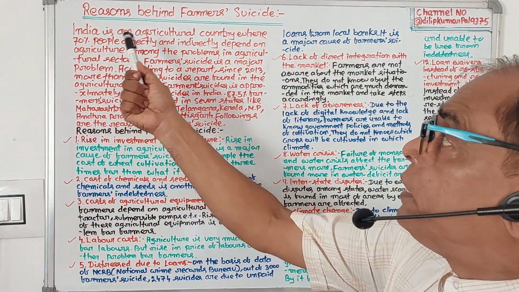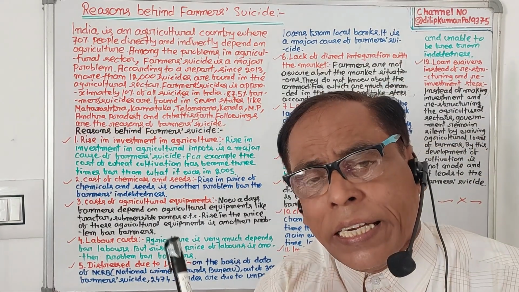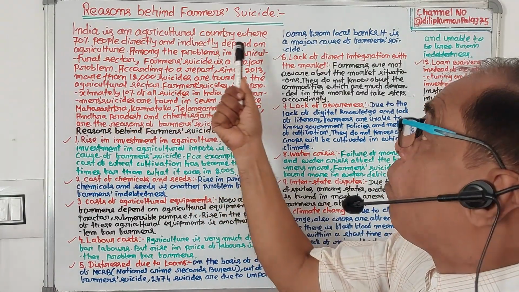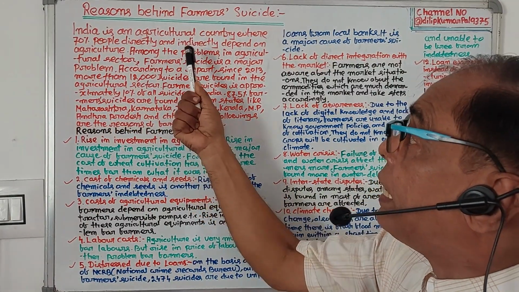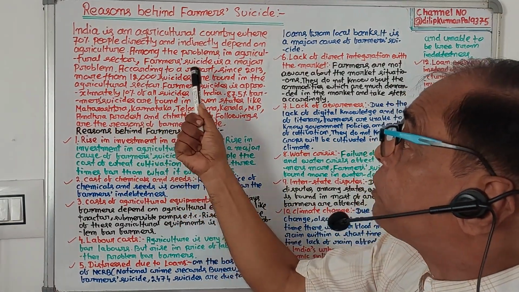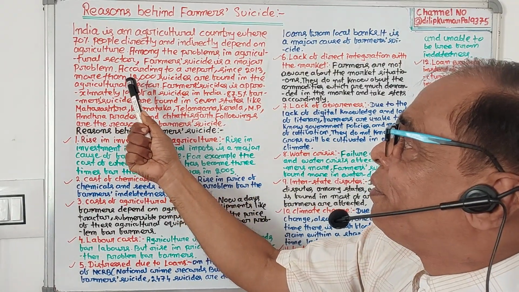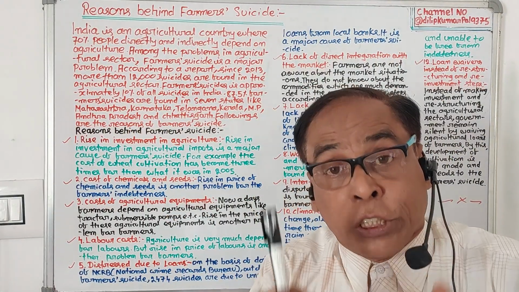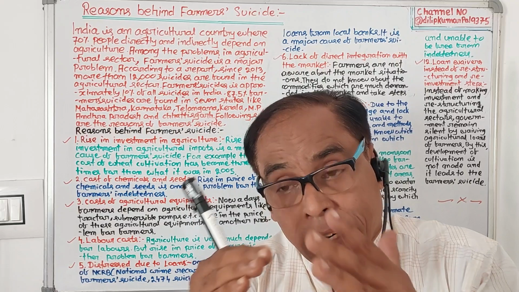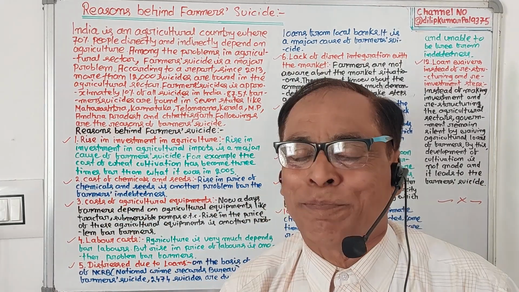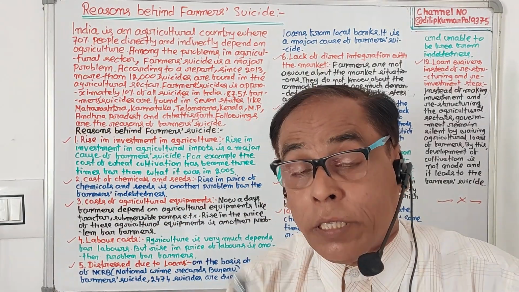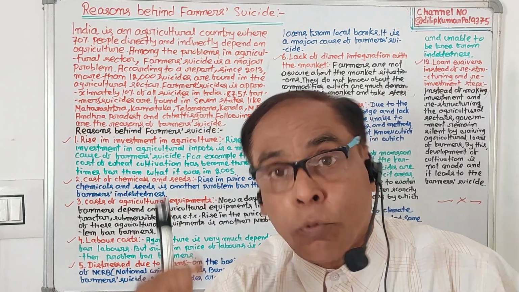Let us start. Reasons behind farmers' suicide. Why in India are farmers committing suicide? India is an agricultural country where more than 70% of people depend directly and indirectly on agriculture. In the agriculture sector of India, there are various problems. Among these, farmer suicide is a major problem.